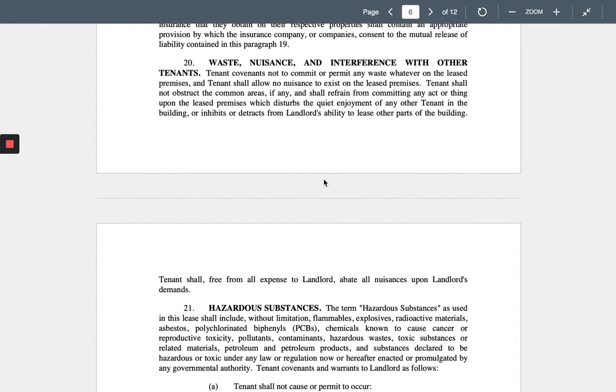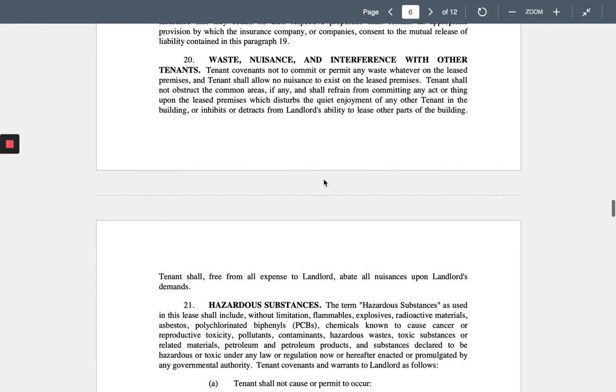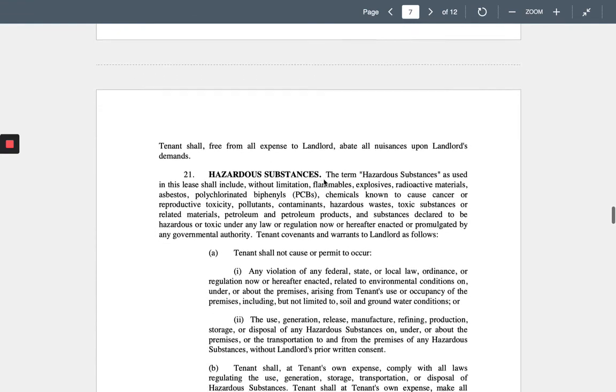Waste, nuisance, and interference with other tenants. It means basically you're just going to be a good citizen. You're not going to be really loud or have bizarre smells coming out of your business or whatever that disturbs other businesses around. Okay? My story with that, and I'll keep it brief because we're not in person to tell this, is that next to me were 2 things.